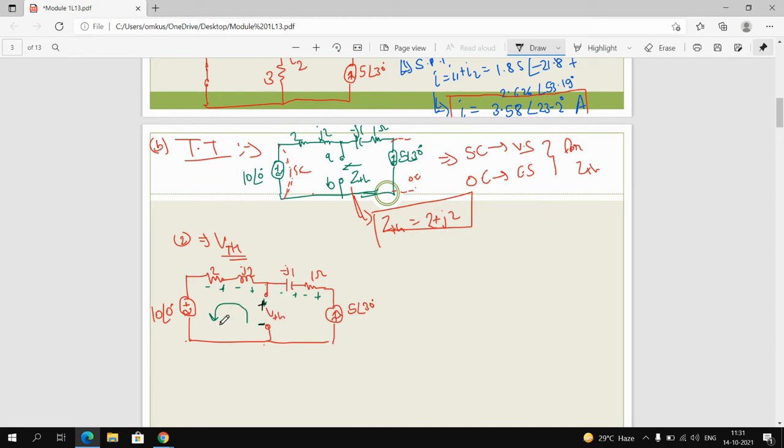Now apply KVL in this loop. When I apply KVL in this loop, what is the equation? See, I consider first polarity, that is minus VTH.